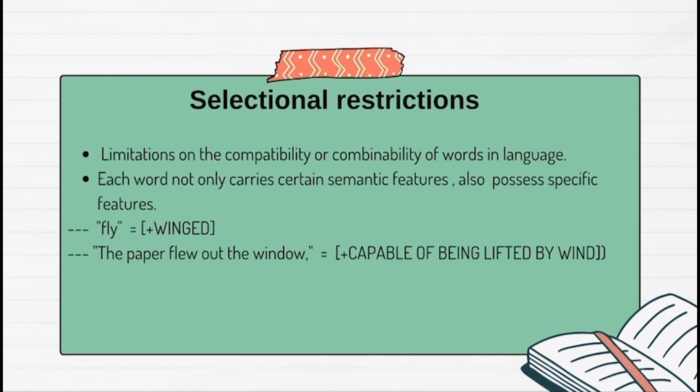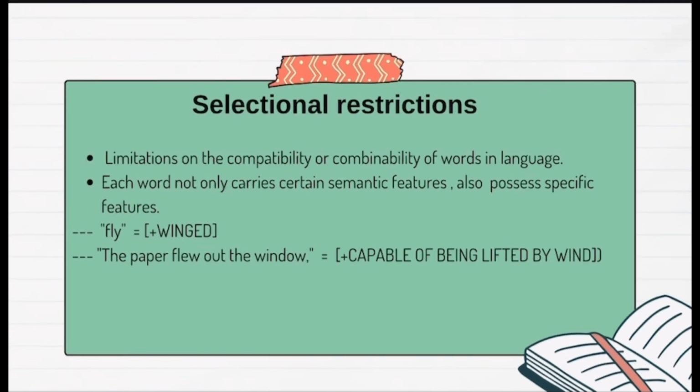Selectional restrictions refer to limitations on the combinability of words in language. Each word not only carries certain meanings, semantic features within its meaning, but may also necessitate that the words it coexists with possess specific features. These requirements are also known as selectional restrictions.